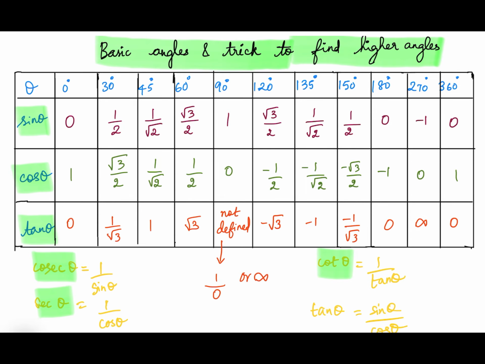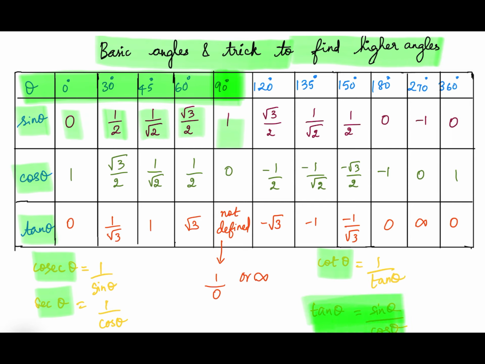If you see, sin 0 is 0, sin 30 is 1 by 2, sin 45 is 1 by root 2, sin 60 is root 3 by 2, sin 90 is 1. For cos theta, just reverse the values. So 1, root 3 by 2, 1 by root 2, 1 by 2 and 0. That's it. I am telling till 90 degree, okay? Till 90 degree we'll learn first.